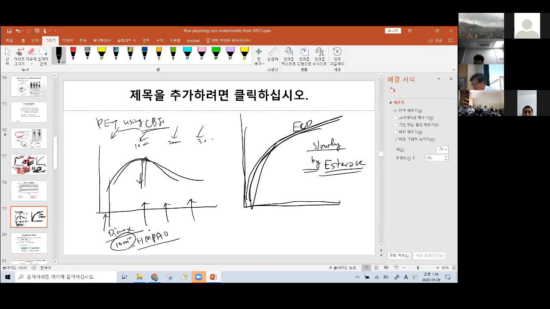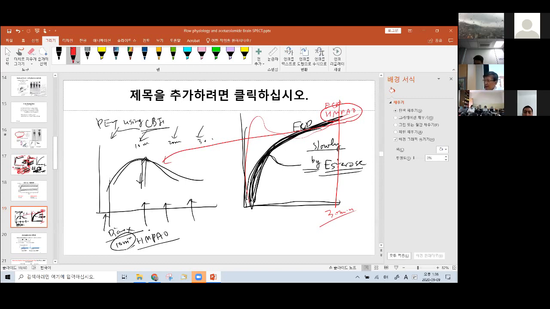Actually, being taken up is similar, but here they don't experience this. Why? Because ECD has this kind of activity, and HMPO this kind. Finally, after 30 minutes, there is no difference between ECD and HMPO. But we are interested in using the Diamox activity effect. So that's the reason why we chose HMPAO.